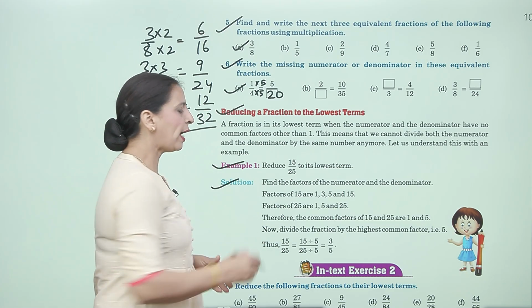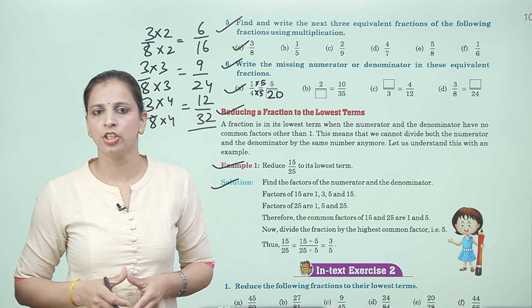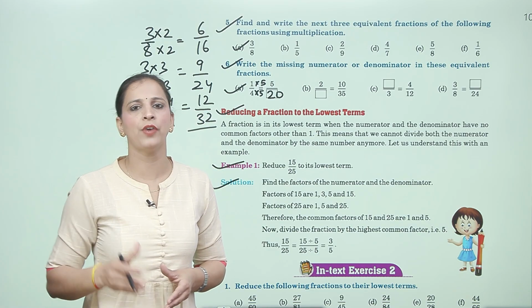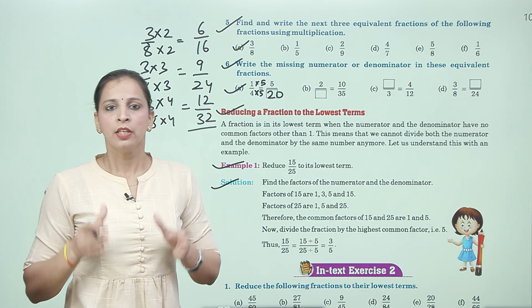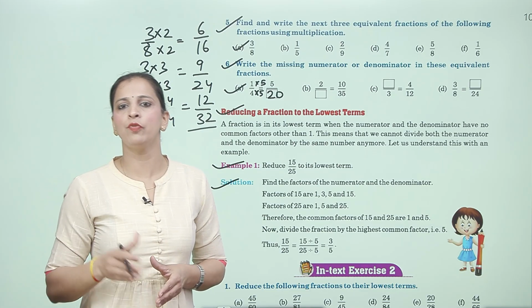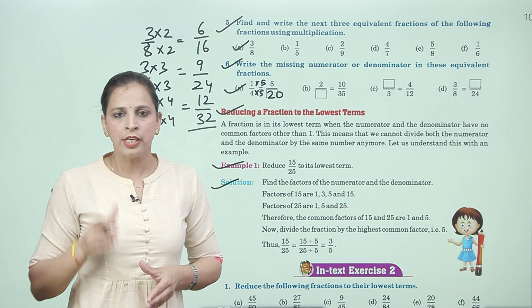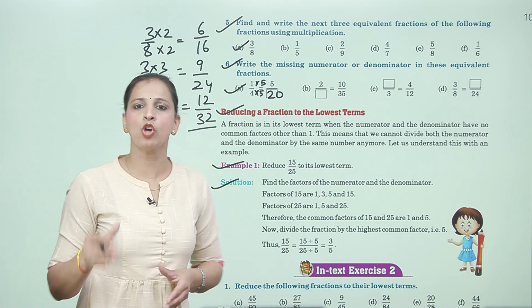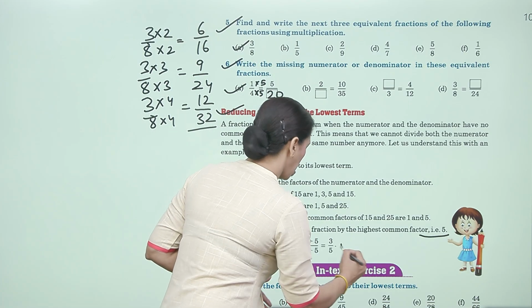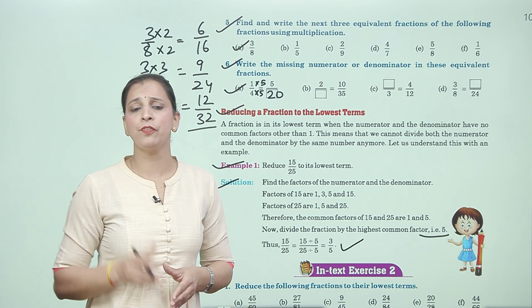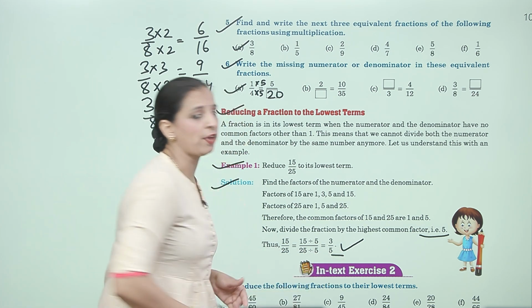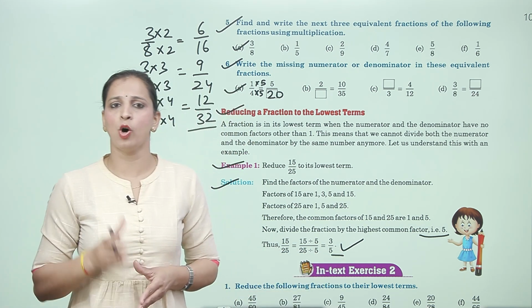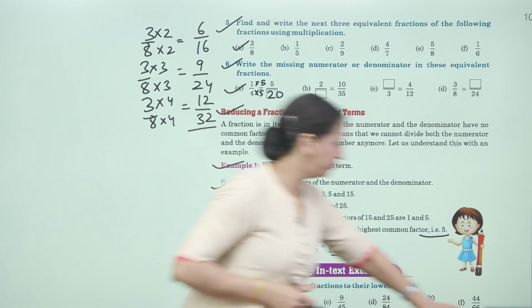Solution. Find the factors of the numerator and the denominator. Factors of 15 are 1, 3, 5 and 15. Factors of 25 are 1, 5 and 25. Therefore, the common factors of 15 and 25 are 1 and 5. Now, divide the fraction by the highest common factor, that is 5. Dividing both numerator and denominator of 15 by 25 by 5, we get 3 by 5. It is the lowest term of 15 by 25.